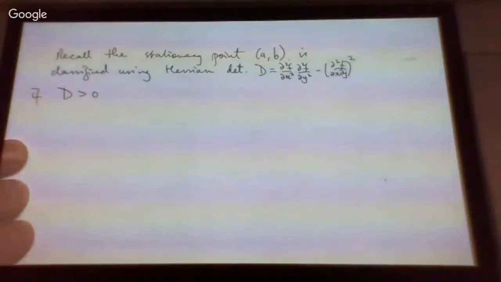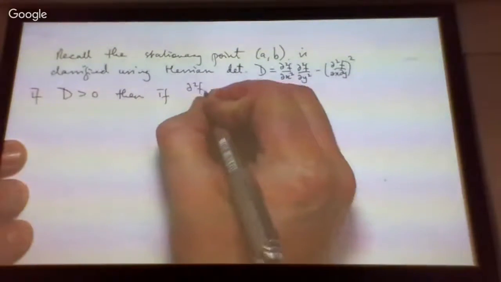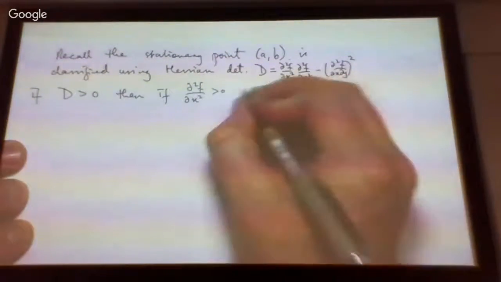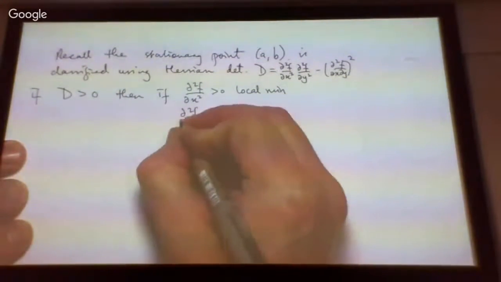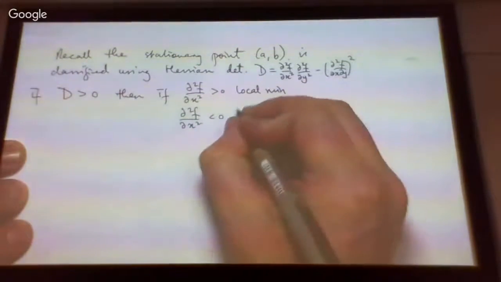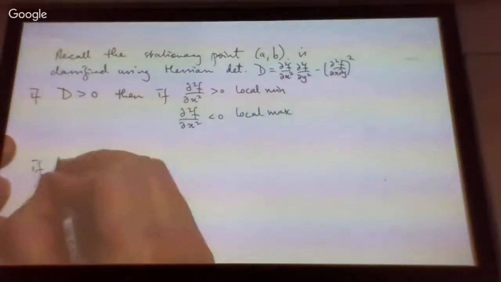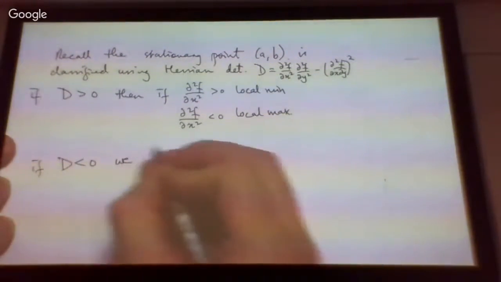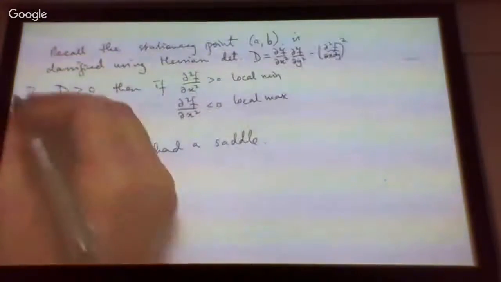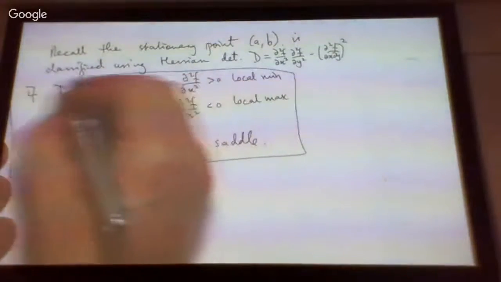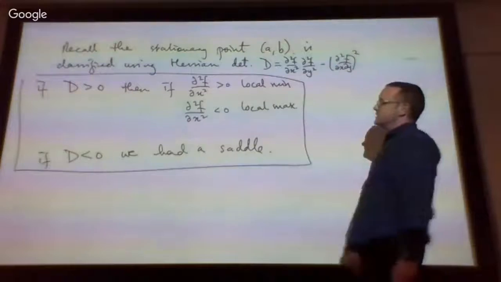And if D is greater than 0, then if the x derivative was greater than 0, we had a local minimum. If the x derivative was less than 0, we had a local maximum. And if D was strictly less than 0, we had a saddle. So that, in a nutshell, is the classification scheme, or in a box is the classification scheme.